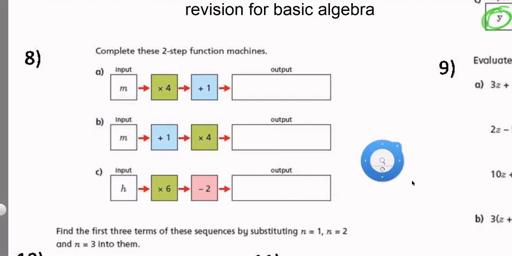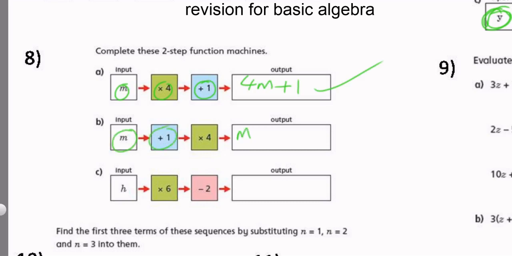Question 8. M times 4, 4m. Then you got the plus 1, done. M plus 1, so you have to write it as m plus 1 like that. And then times by 4. Remember, we're timesing, see that times by 4? We're timesing everything here by 4.